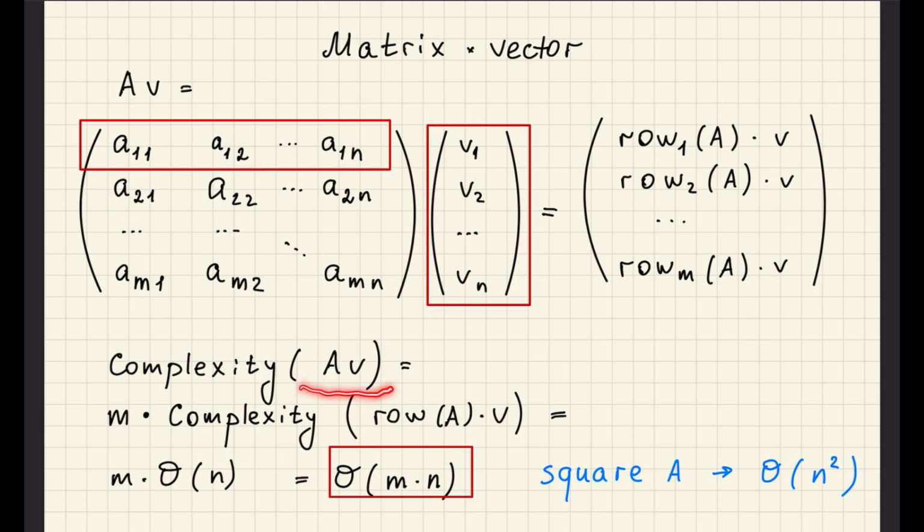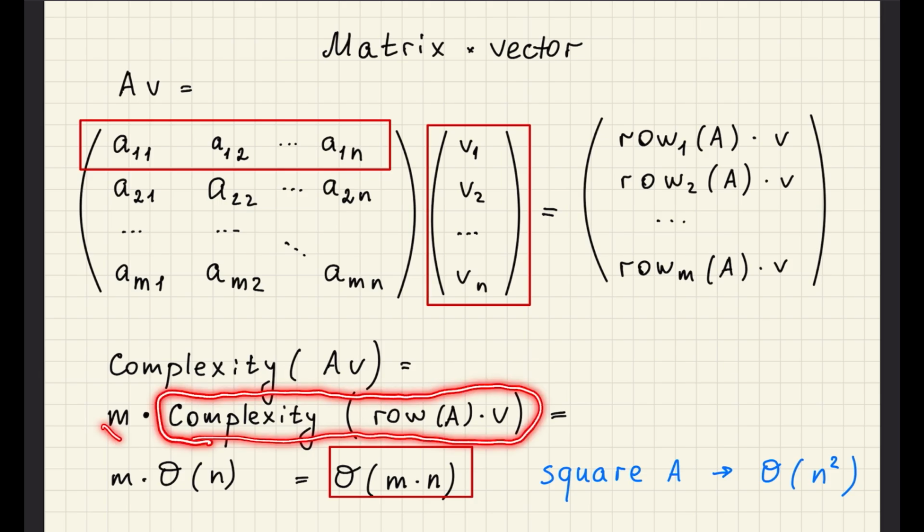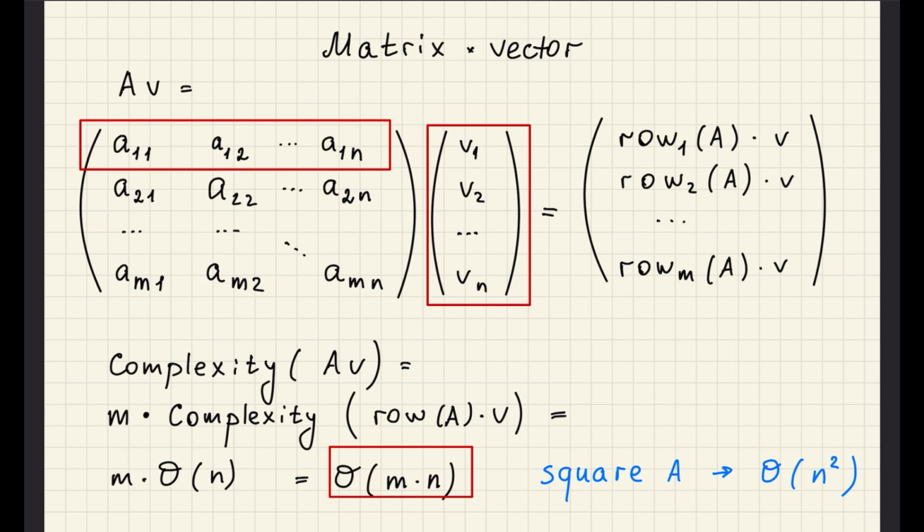So the complexity of matrix-vector multiplication will be the complexity of a row of the matrix A multiplied by the column v, m times, because there are m rows. So we multiply m by capital O of n, and it gives us O of mn. If the matrix A is a square matrix, then people talk about n squared complexity. That's why we say that matrix-vector multiplication has n squared complexity.